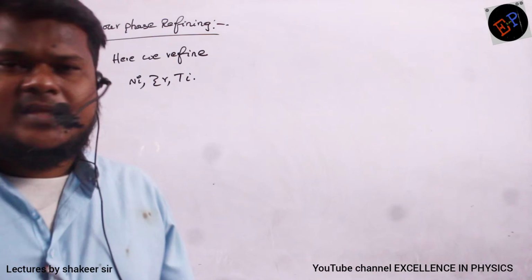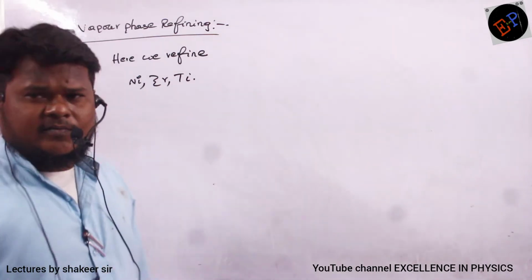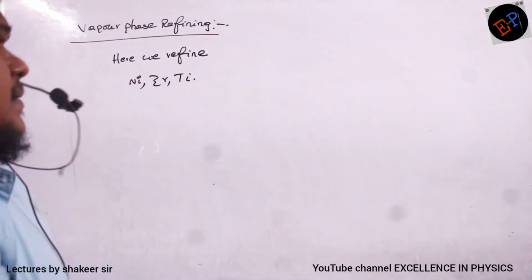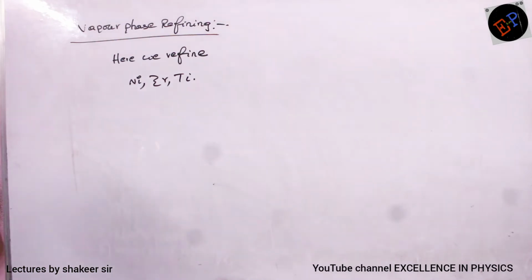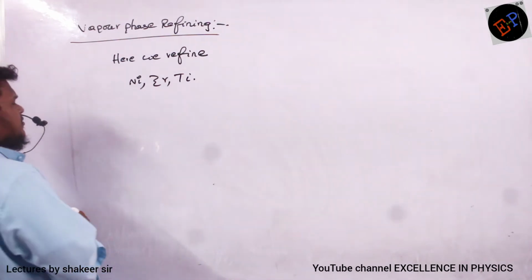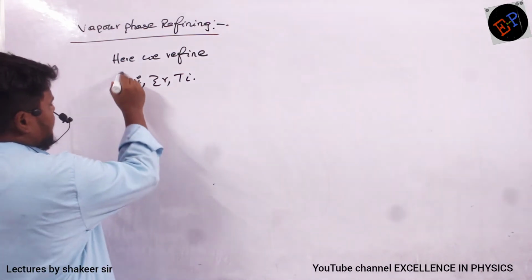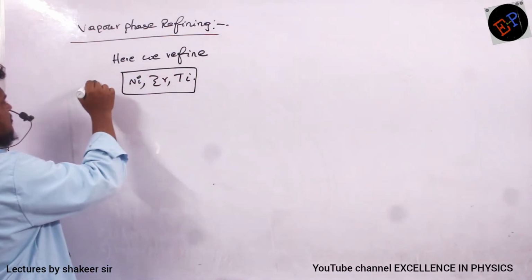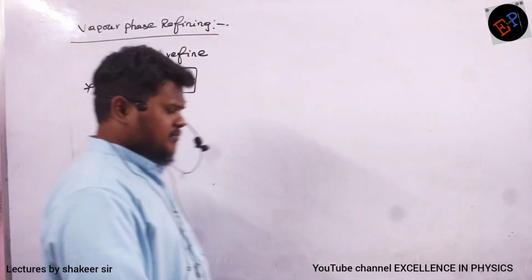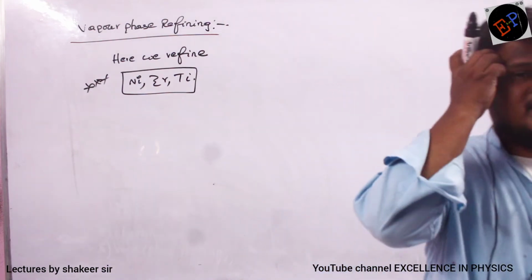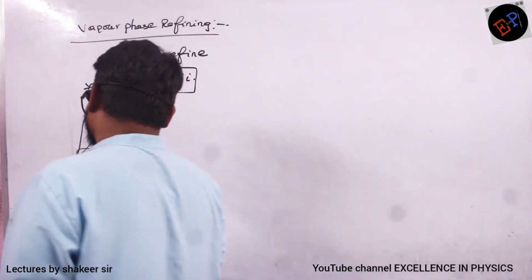Okay? So the next type of refining which we are studying is vapor phase refining. By using vapor phase refining, which are the metals we can refine? Nickel, zirconium, titanium. These are the three metals which can be refined by using this process.